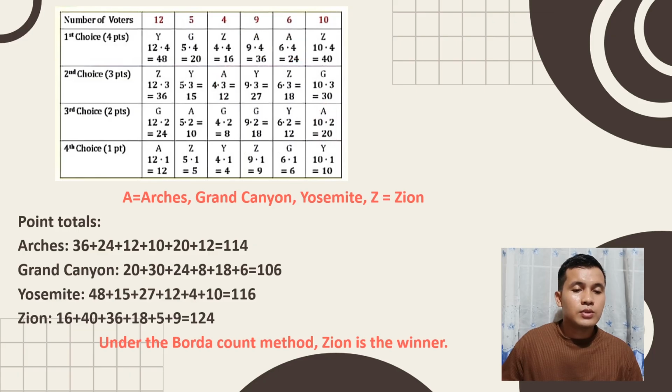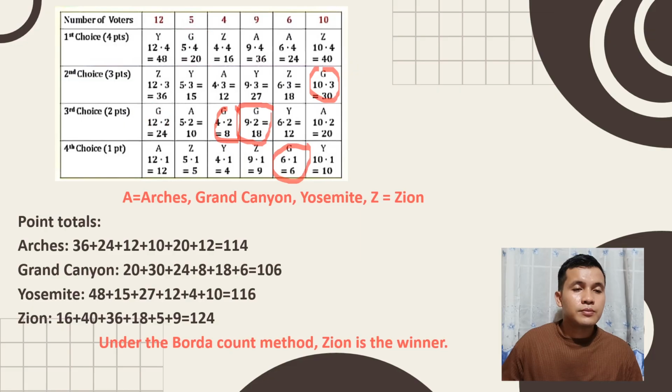For the next one, we have the Grand Canyon. In the first row we have 1, for the second row we also have 1, in the third row we have 3, and for the last row we have 1. So to get the total points garnered for the Grand Canyon, we have 20 plus 30 plus 24 plus 8 plus 18 plus 6 equals 106. So overall, we have 106 points for the Grand Canyon.